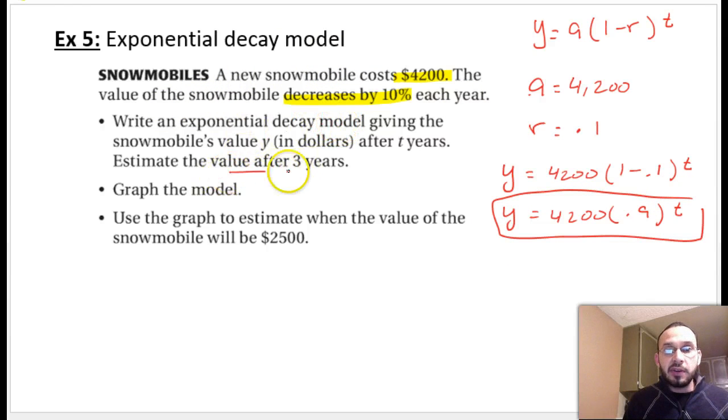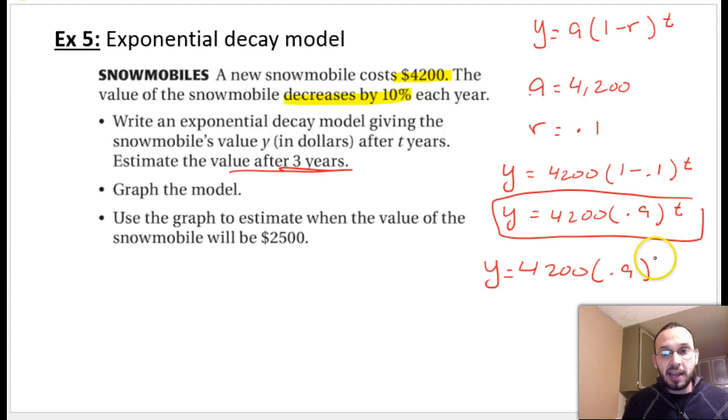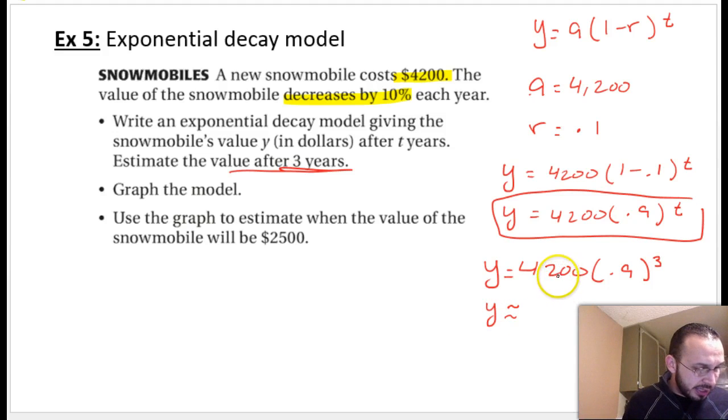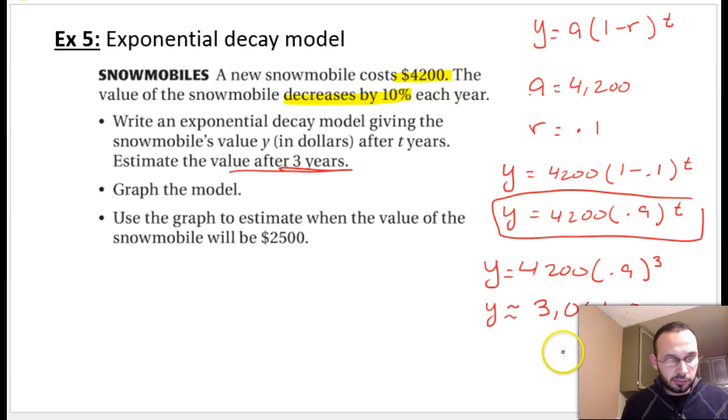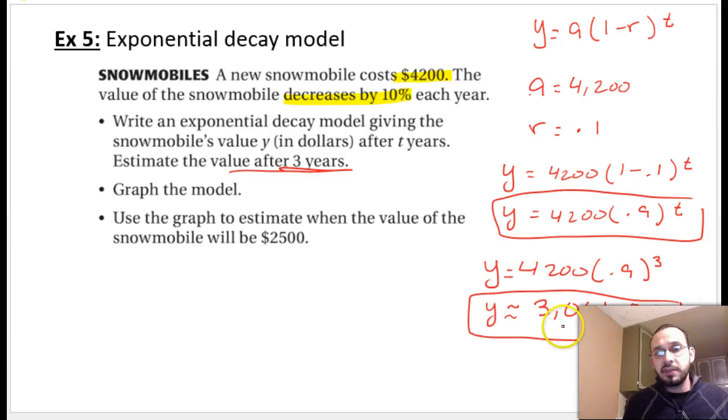Now we want to find the value of our snowmobile after 3 years. All we have to do is plug it in. So y is equal to 4,200 times our decay factor, 0.9, to the third power, 3 years. If we approximate that, we can punch that into our calculators. We end up getting approximately $3,061.80. So we can determine that if it is a decay model and our initial amount was 4,200, after 3 years our snowmobile is going to lose value, going down to about $3,061.